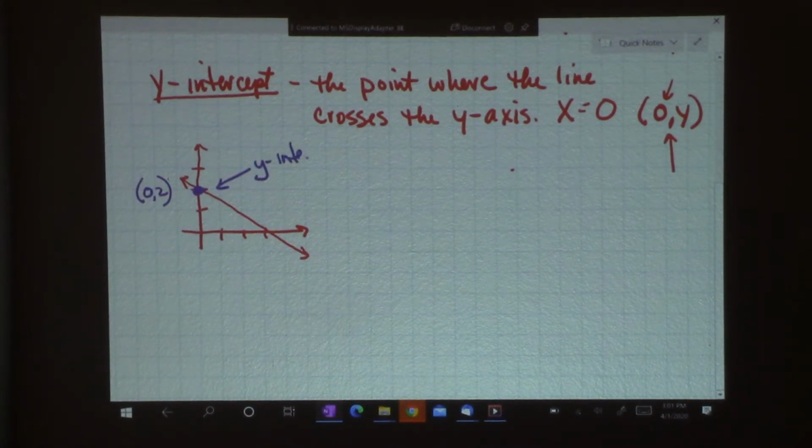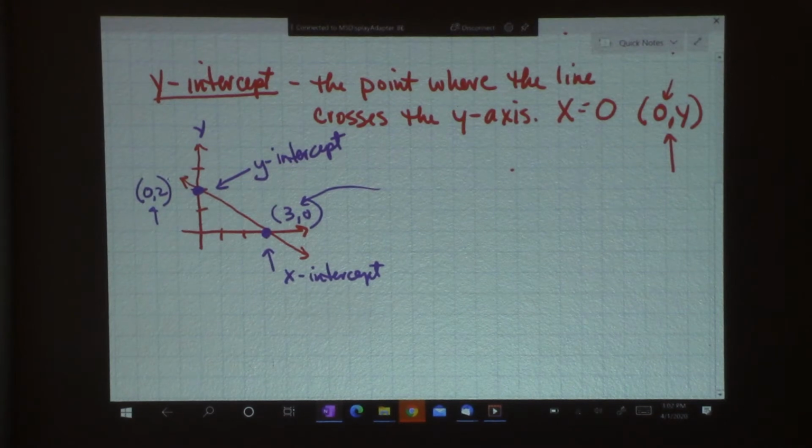So when you're looking at a graph, this is actually where the line crosses the y-axis. And right here would be my x-intercept. We don't talk about that too often, but when we do use it, it really comes in handy. And this would be at 3, 0. So see here how the y-intercept has a 0 for x, and the x-intercept has a 0 for y.